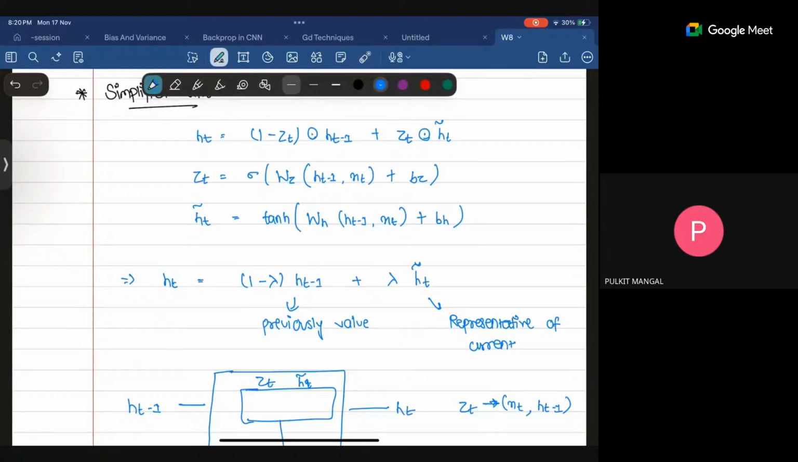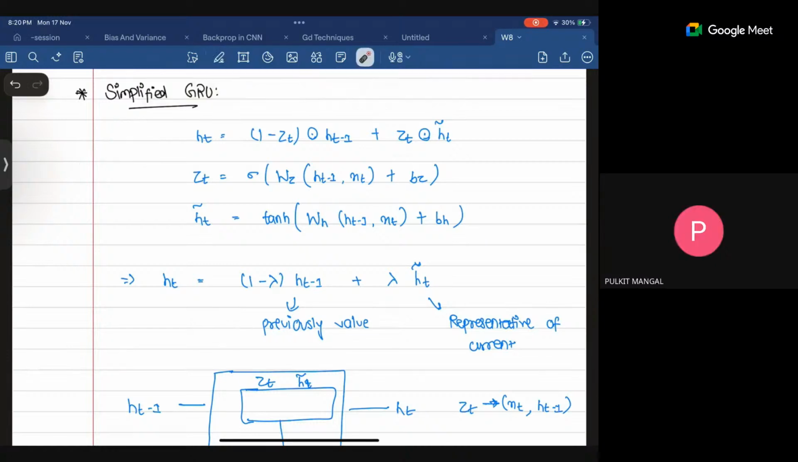It's similar to the general convention we take, that sigma is the probability for class 1, not that 1 minus sigma is the probability for class 0. So that's the convention we are keeping: ZT is the amount or percentage of the information you want to keep for the current hidden state, and 1 minus ZT is the amount of information you want to keep for the past hidden state.